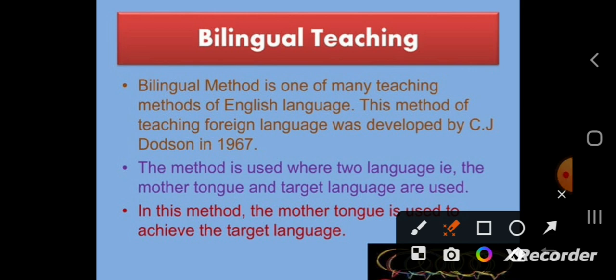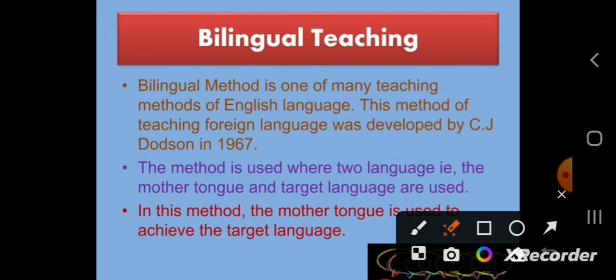Dodson in 1967 is a language teaching approach that uses both the mother tongue and the target language. It aims to facilitate understanding by using the learner's native language to explain concepts in the target language. This method helps bridge gaps in comprehension and can be particularly useful in early stages of learning or when teaching complex concepts. Bilingual method is one of many teaching methods of English language.